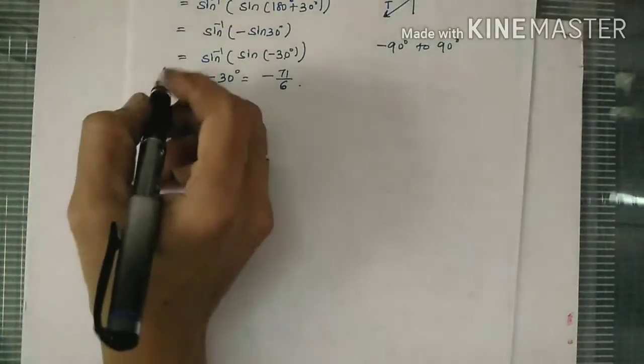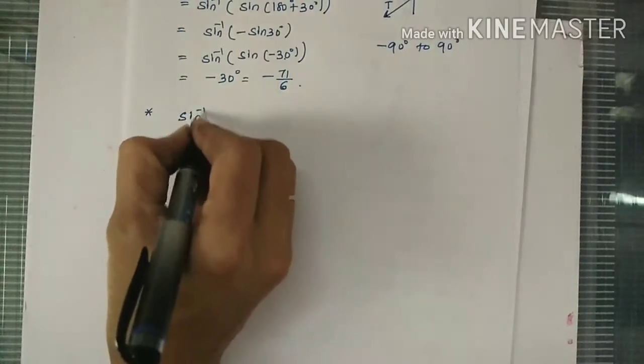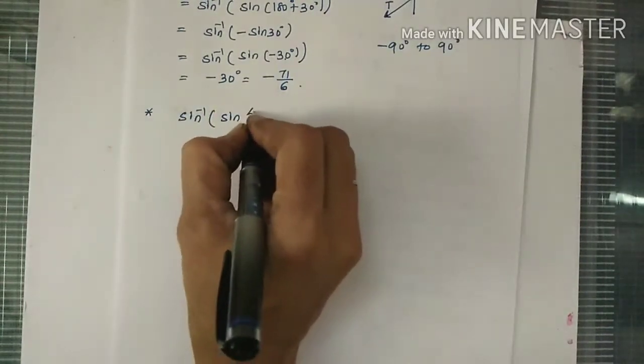Let's solve one more question. Find the value of sine inverse of sine of 4 pi by 3.